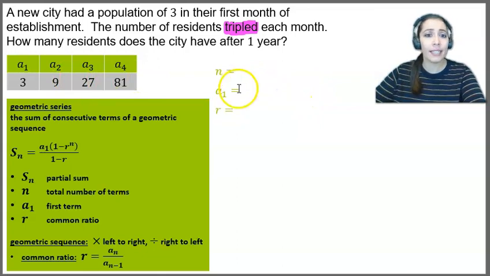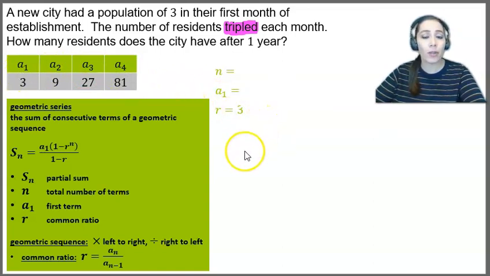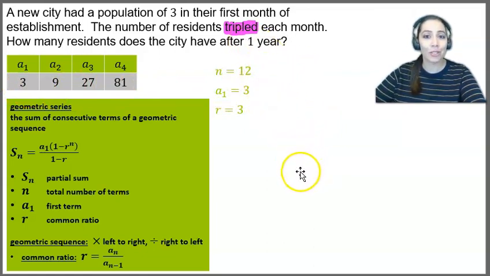The other technique is to use the partial sum for a geometric series. Since we are multiplying by 3 between each pair of consecutive terms going left to right, or dividing by 3 between each consecutive pair of terms from right to left, we know our common ratio is 3. Our a sub 1 is the first term in our sequence, and it's also a 3. And n is the total amount of terms we are adding together, and 1 year equals 12 months, so our n is equal to 12.